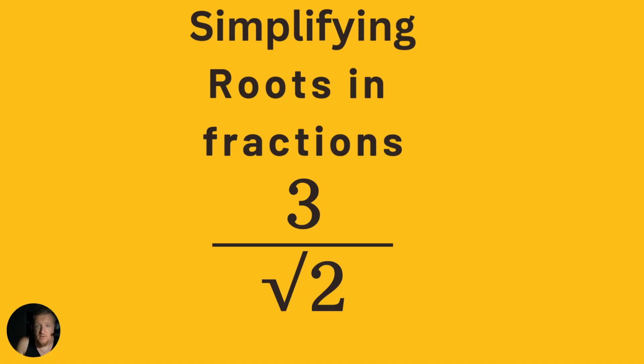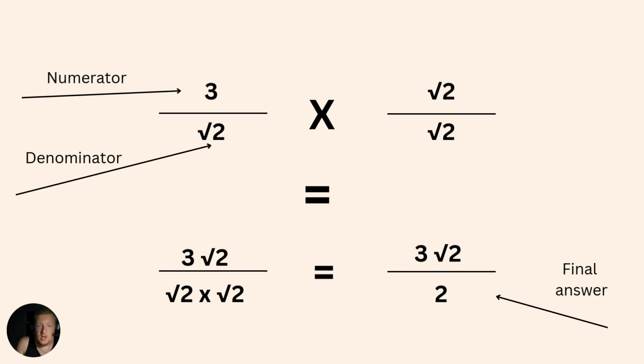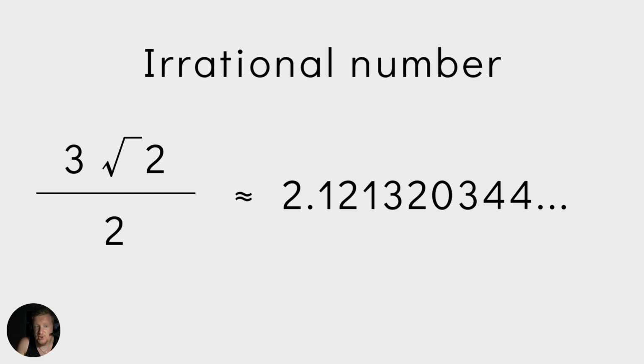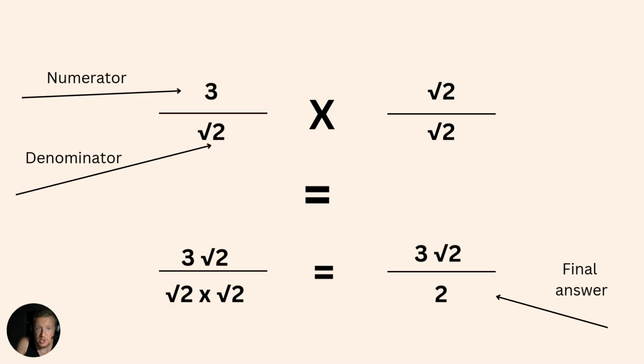And simplifying roots in fractions, we multiply the numerator and denominator together. And the final answer will be 3 square root 2 divided by 2. But that's the final answer because that's an irrational number. So we do not want to change that, so we have to keep it like this: 3 root 2 over 2.